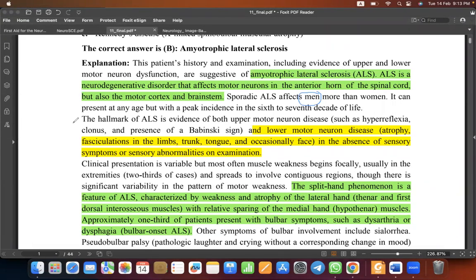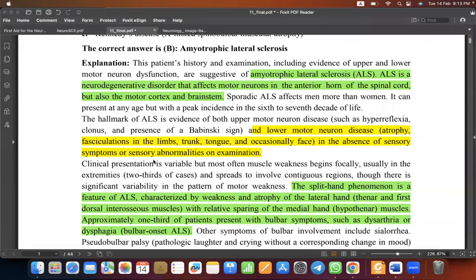The hallmark of amyotrophic lateral sclerosis is that there will be both upper motor neuron lesion and lower motor neuron lesion. The upper motor neuron lesion features hyperreflexia, clonus, and a positive Babinski sign. On the other hand, the lower motor neuron lesion features atrophy and fasciculation. So the combination of upper and lower motor neuron disease is typical of amyotrophic lateral sclerosis, as I discussed earlier.